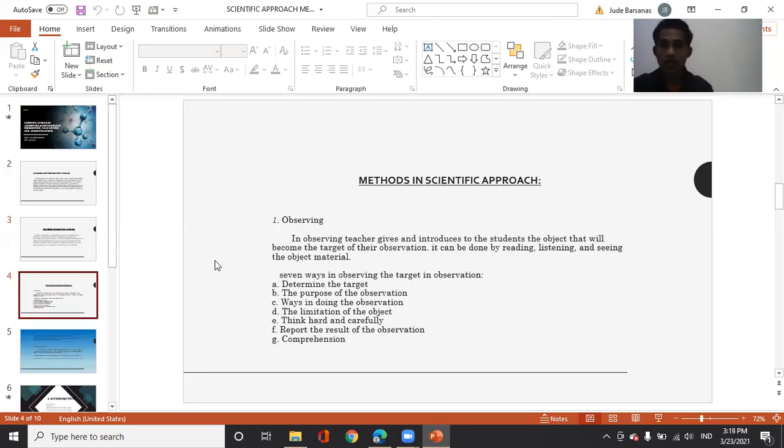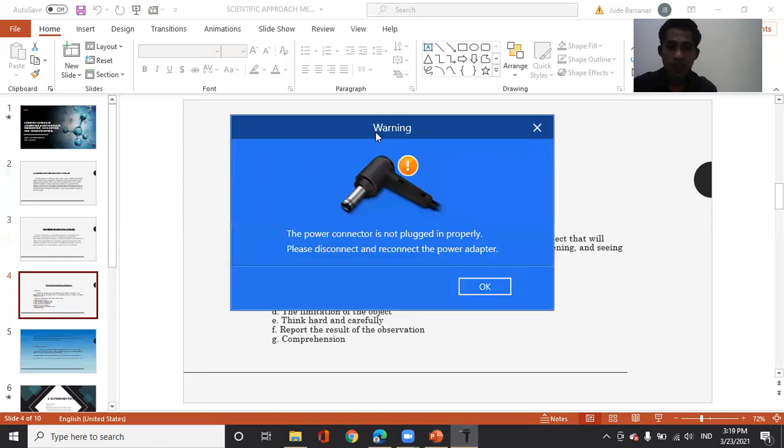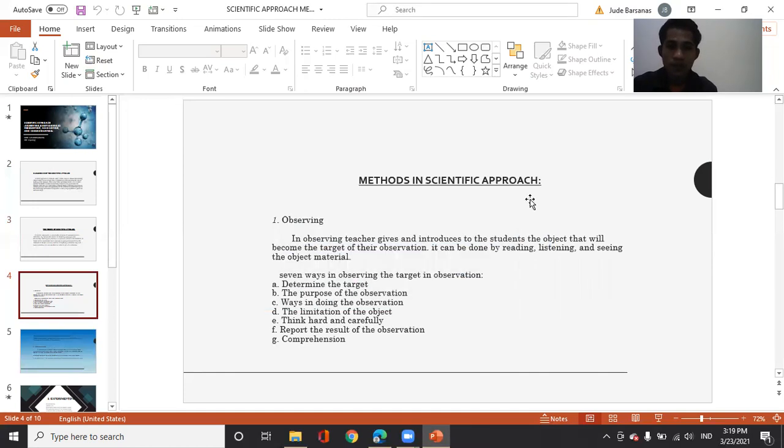Okay, now we are in the methods of the scientific approach that will be defined one by one here. We'll look together at the first point, which is about observing. In observing, the teacher introduces to the students the object that will become the target of their observation. It can be done by reading, listening, and seeing the object material.